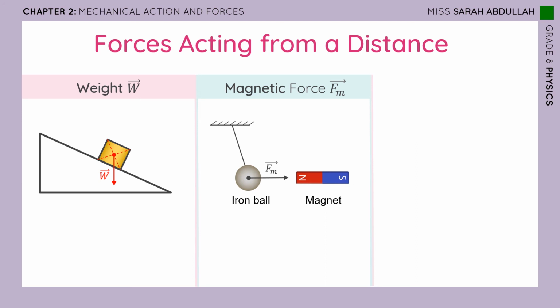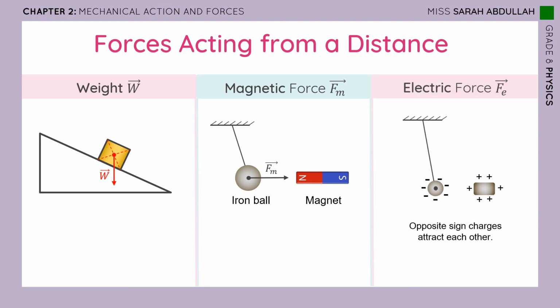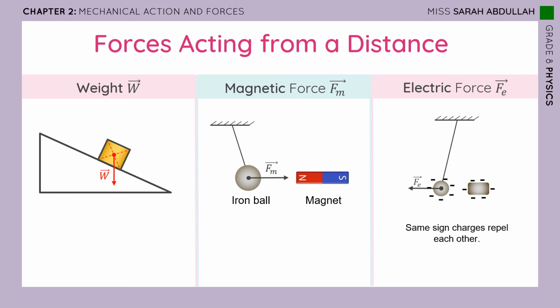And the third one is the electric force. Electric force when the two objects are actually charged, so they have a certain sign. Opposite sign charges, they attract each other. So plus and minus, they attract each other. Whereas same sign charges repel each other. So if both of them are negative, they will repel each other. If both of them are positive, they will also repel each other.